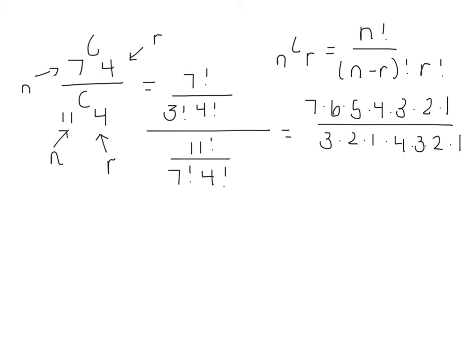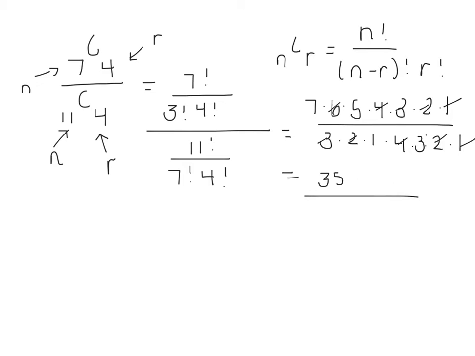So let's cancel what can be canceled. We've got the 1 over 1, the 2 over 2, the 3 over 3, the 4 over 4. 3 times 2 is 6 over 6, so we're left basically in the numerator with just the number 35.